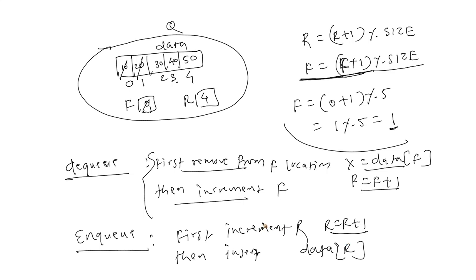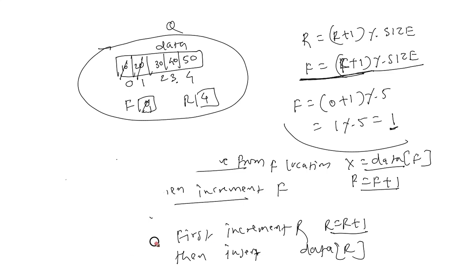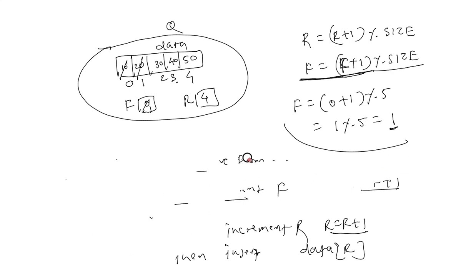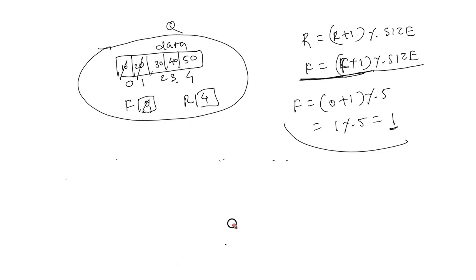Now let's perform one more dequeue operation. I'll erase this. I just wanted to remind you of the process of enqueue and dequeue operations. So if I perform one more dequeue operation, what happens? I'll get an element from F location. F is 1, so I'll get this 20. I'll remove this 20 and then increment F.